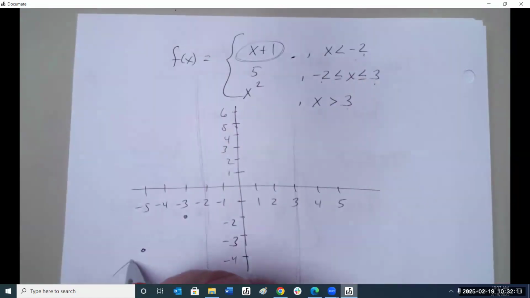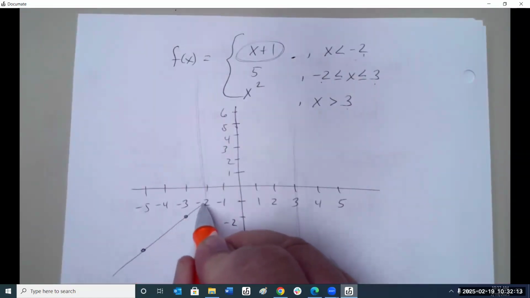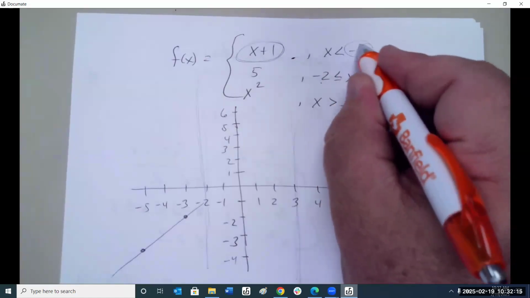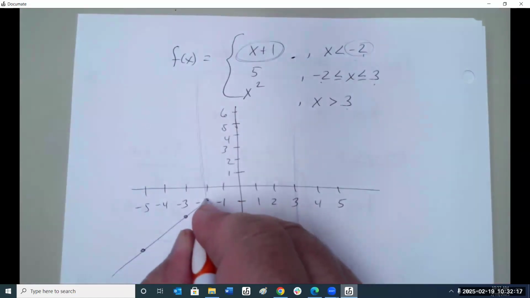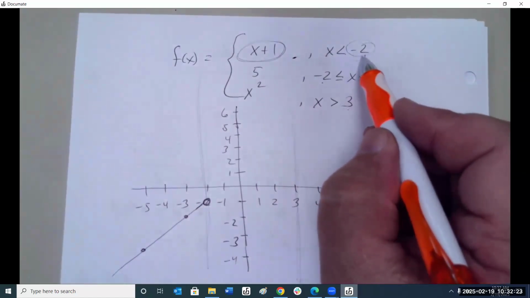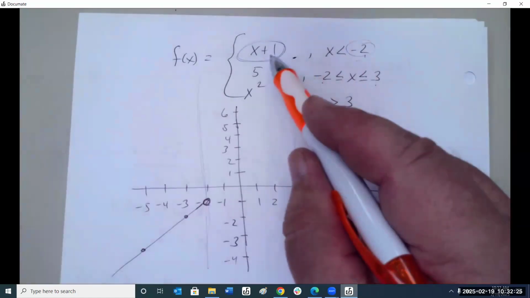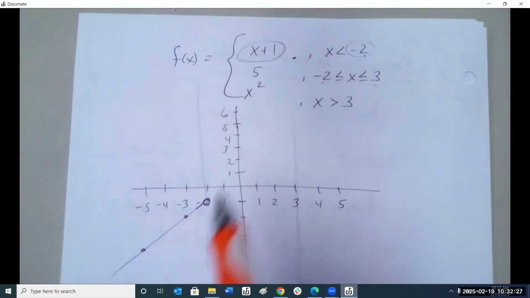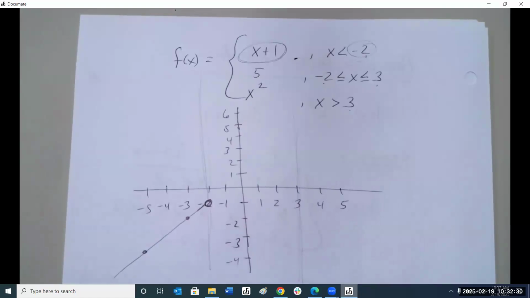And it goes all the way up to what? When x is -2, y is -1. I put an open circle there, because I cannot use -2. So when x is -2, it's -1. That's the first graph.